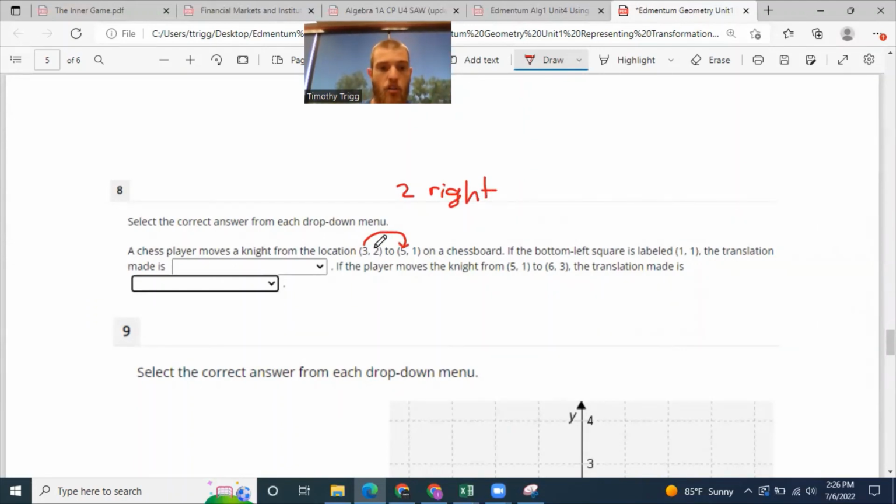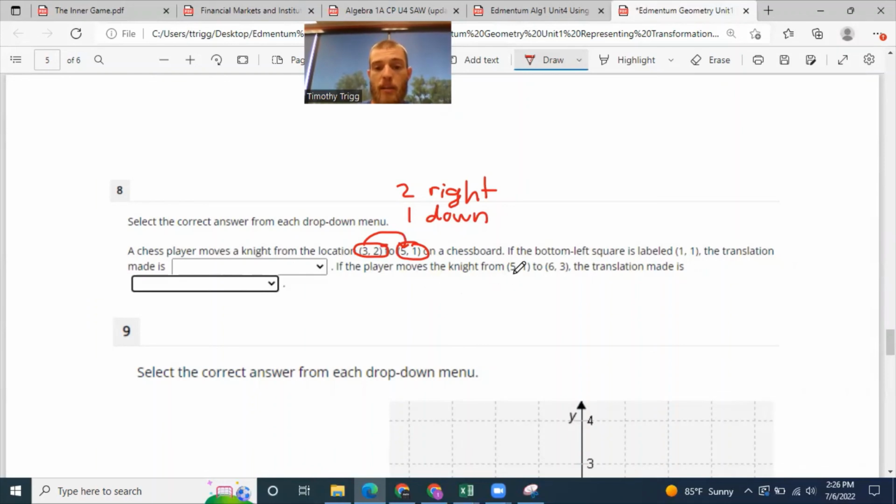And then it went from 2 to 1 on the Y. So that's 1 down. So that translation from this point to this point is 2 units to the right and 1 unit down. Okay, so that's what you'd want to put right here. 2 units right, 1 unit down, or 1 down, 2 right, same idea.